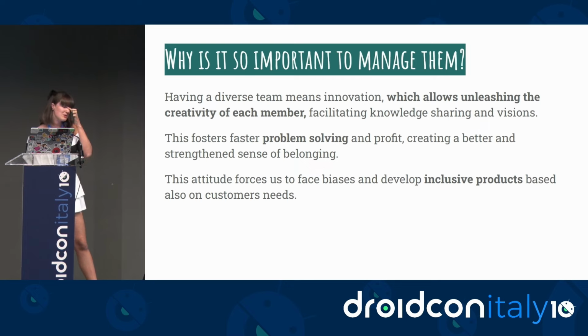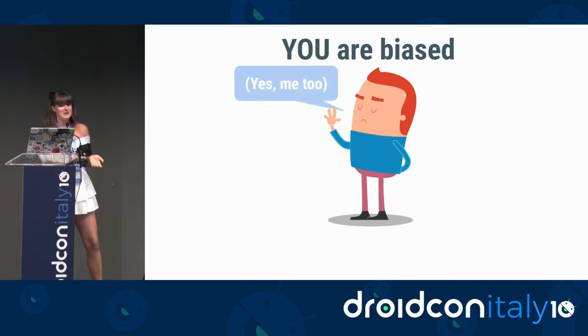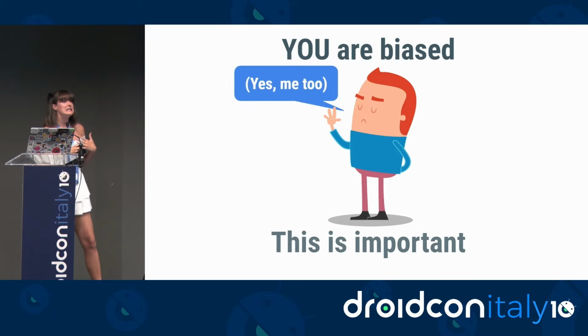And this also fosters faster problem solving, because it creates a stronger sense of belonging, but you can also see the problem from different points of view. In this way, you can solve it faster and in a more appropriate way. So, you are biased, me too, and this is really important to recognize.